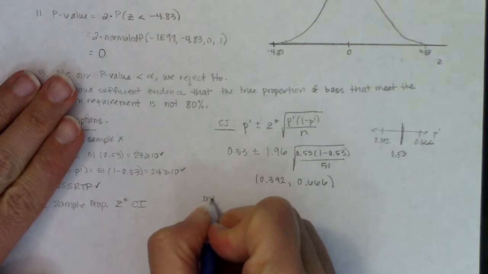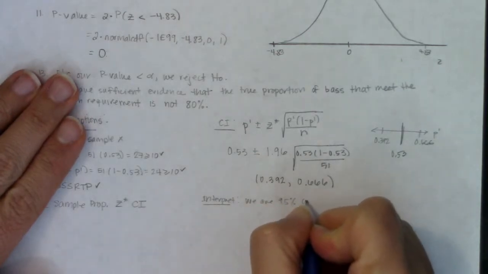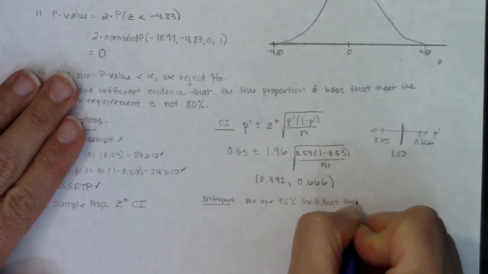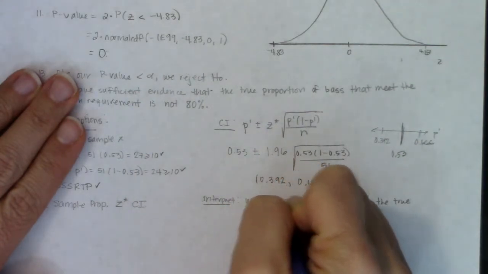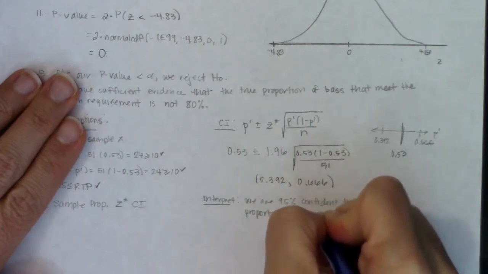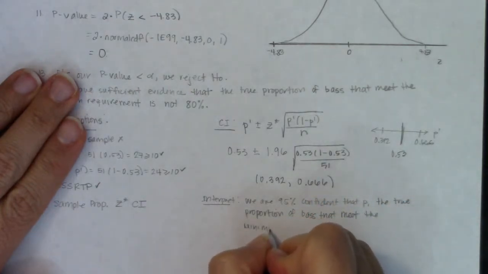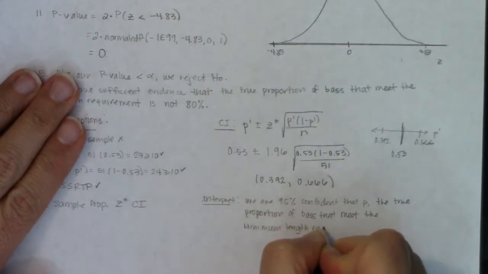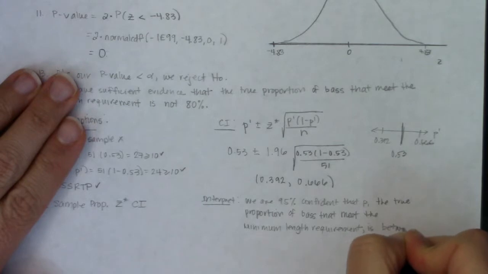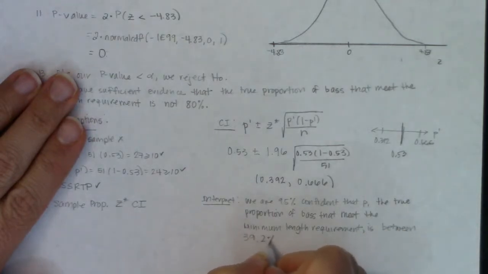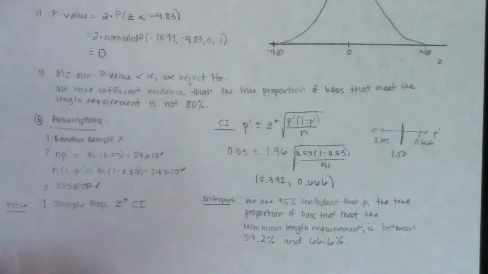So if I want to interpret, I would say we are 95% confident that p, the true proportion of bass that meet the minimum length requirement, is between, what are our numbers? It looks like 39.2% and 66.6%. So there's my confidence interval.